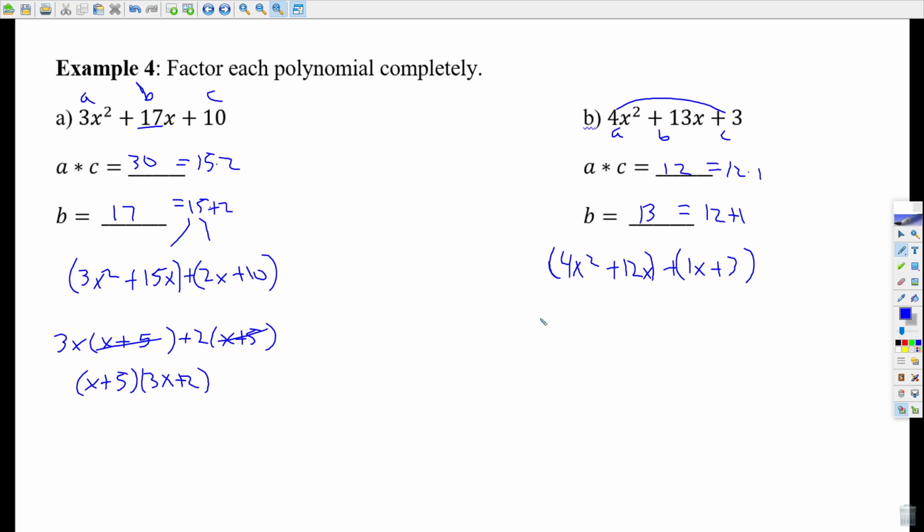So the first one we can take out is a 4x. So we're left with x plus 3. Oh, and look at here. We have x plus 3 anyway. But remember, we have to take something out, so we're going to pull out a plus 1.